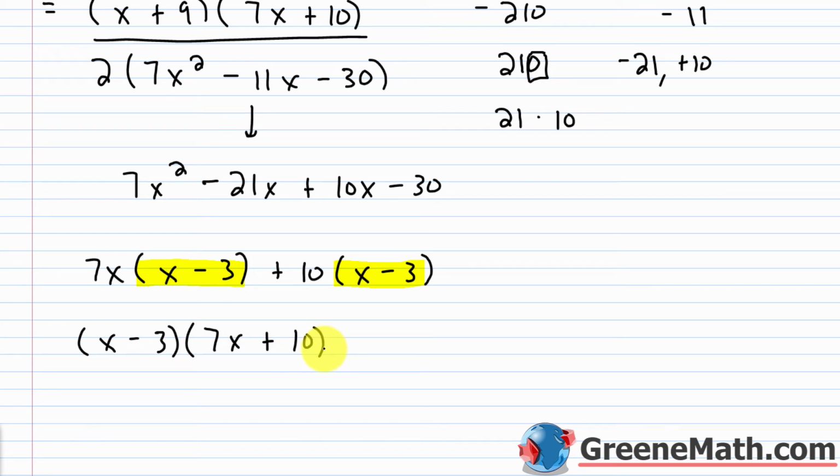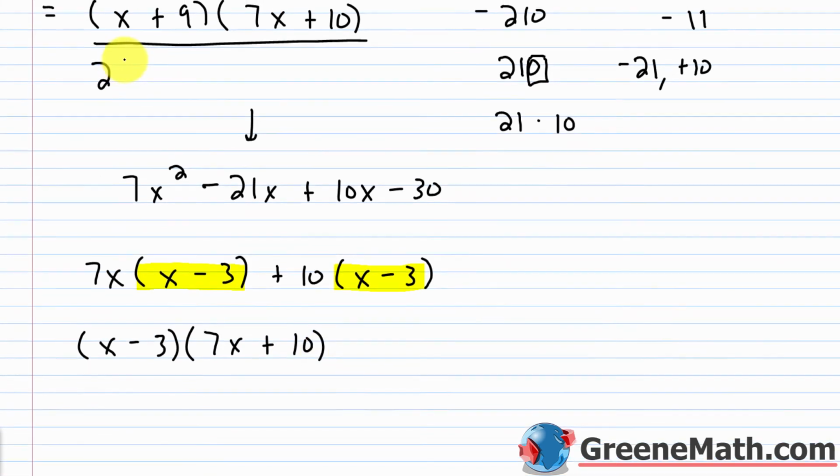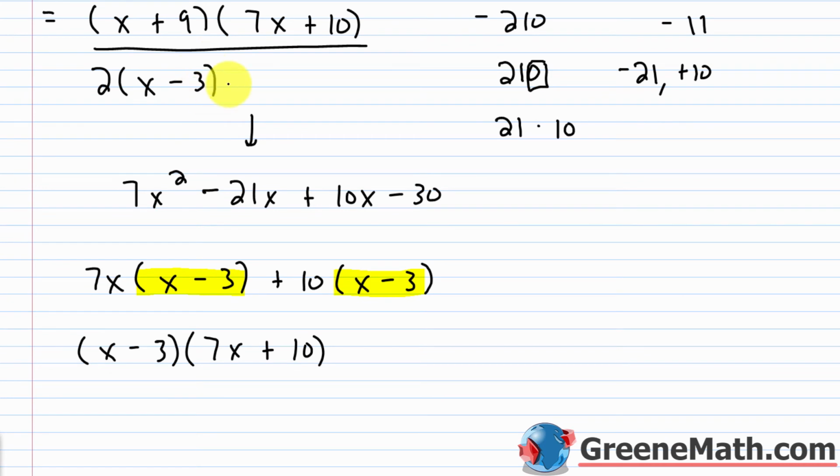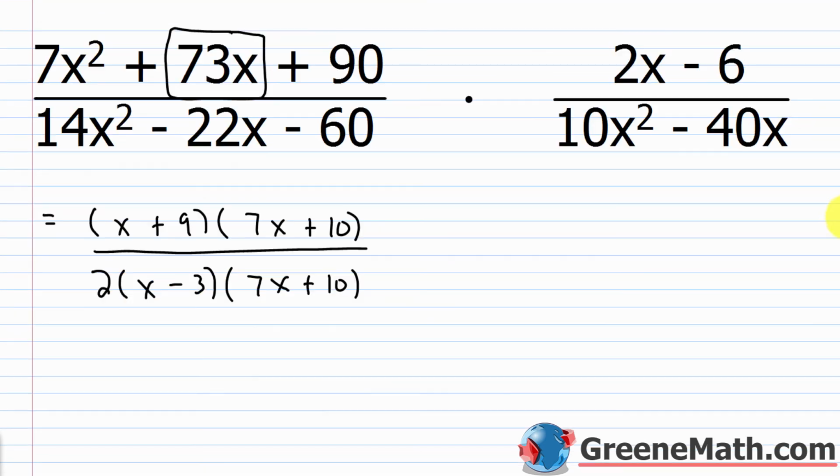All right, so let's erase this part. We'll have 2 times the quantity x minus 3, then times the quantity 7x plus 10. All right, so let's erase all this. And we can see that we can cancel a common factor of 7x plus 10. That's canceled. Remember, this is multiplication.